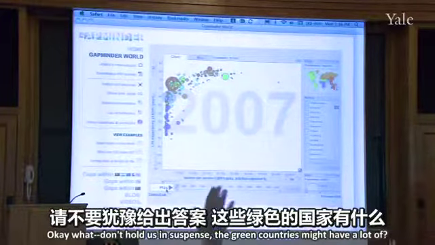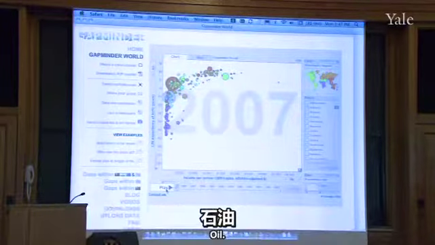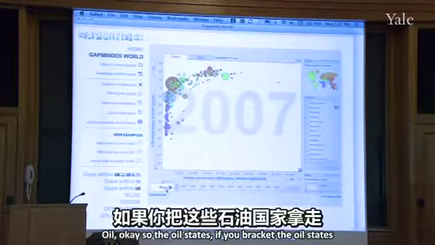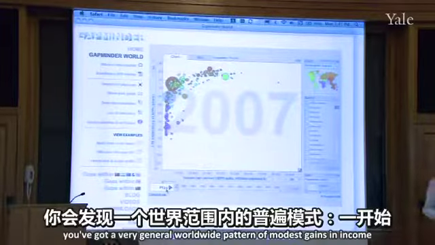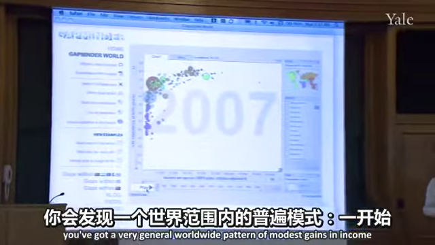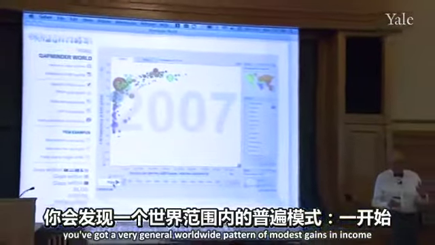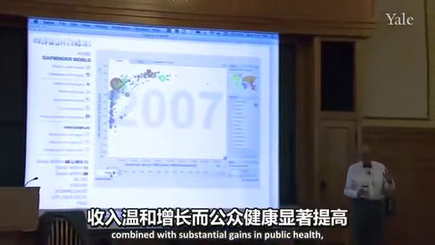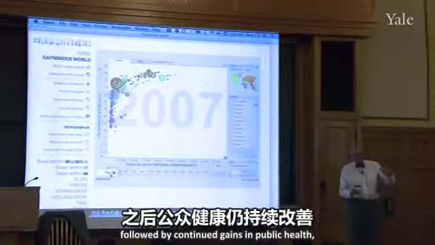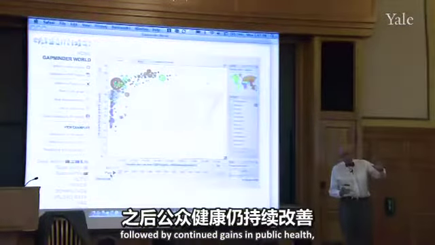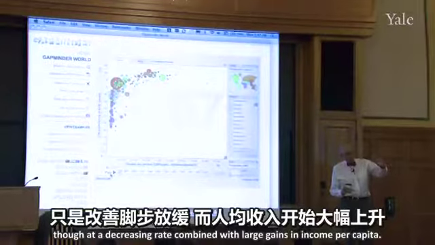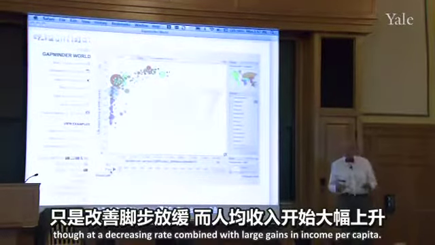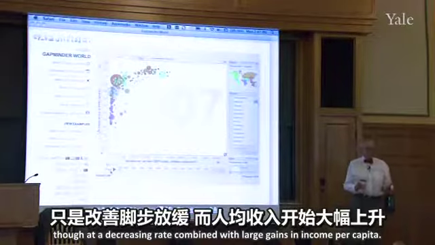Okay, don't hold us in suspense. The green countries might have a lot of oil. Okay, so if you bracket the oil states, you've got a very general worldwide pattern of modest gains in income combined with substantial gains in public health, followed by continued gains in public health, though at a decreasing rate, combined with large gains in income per capita.